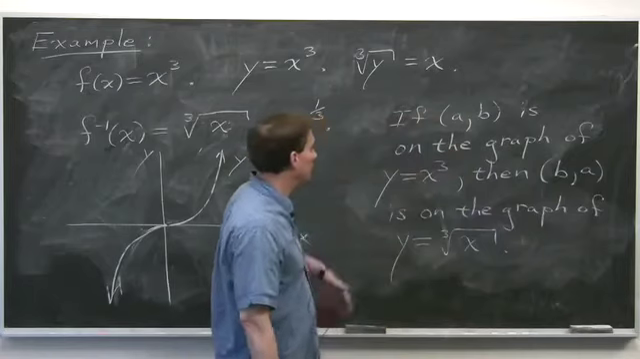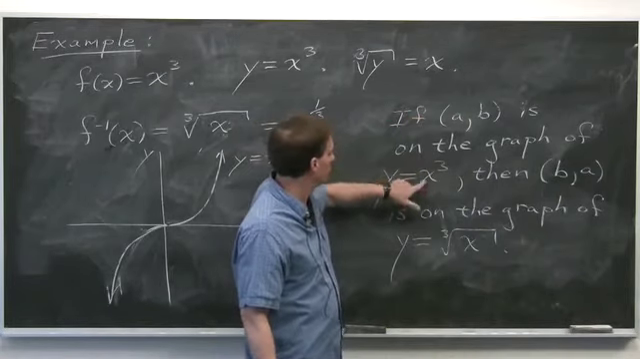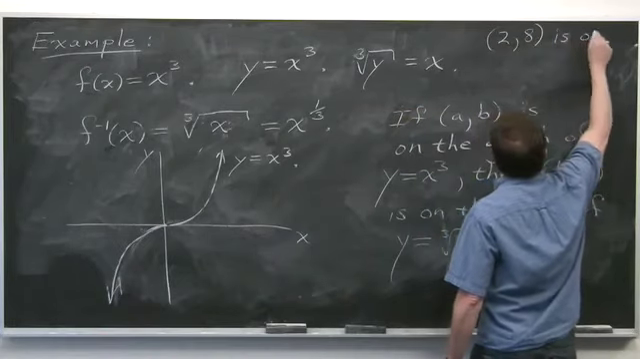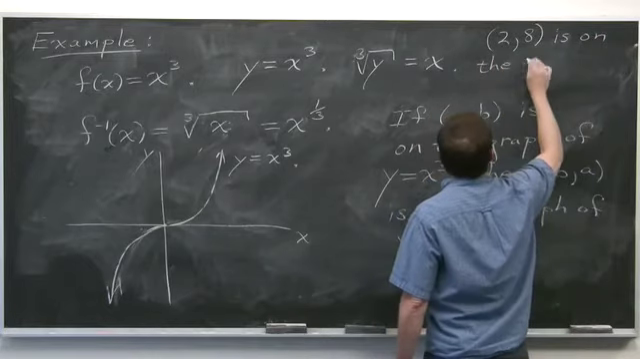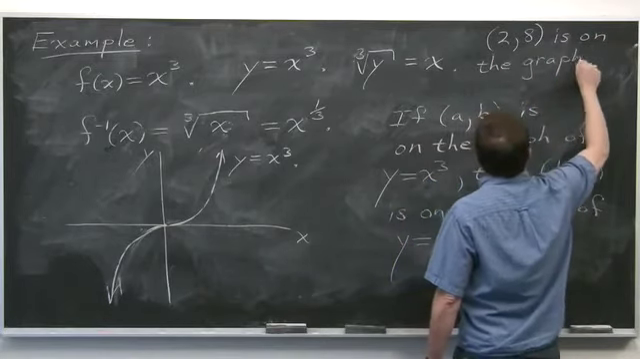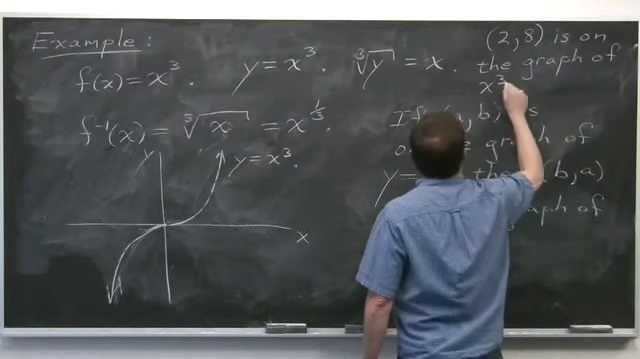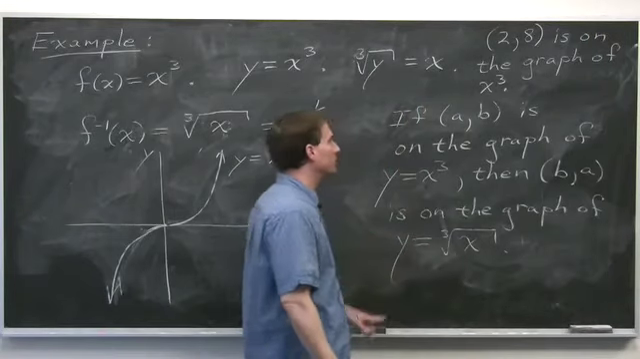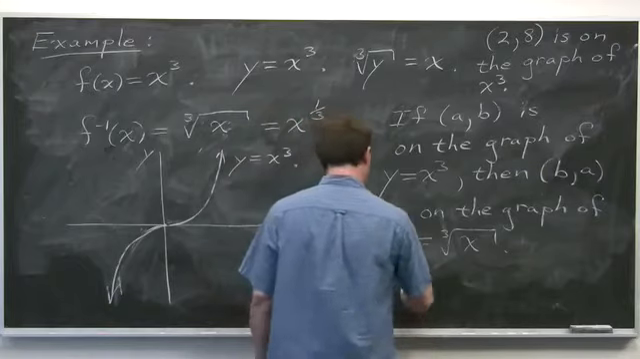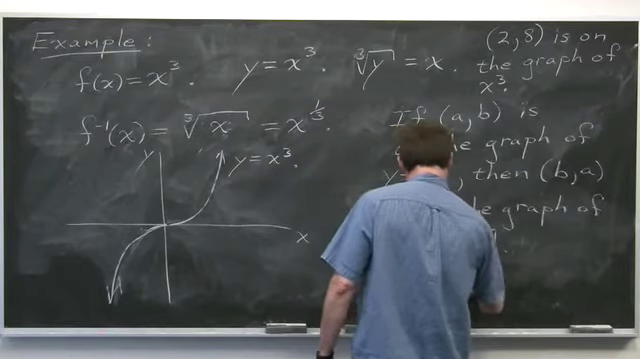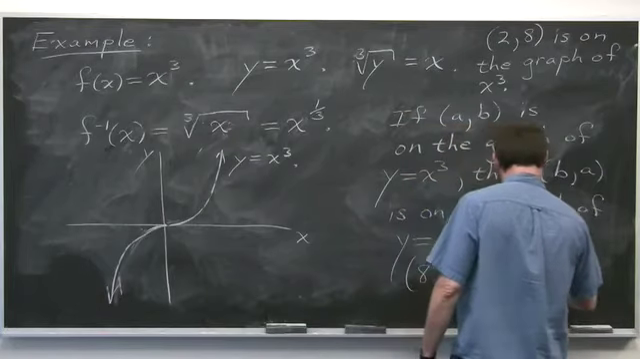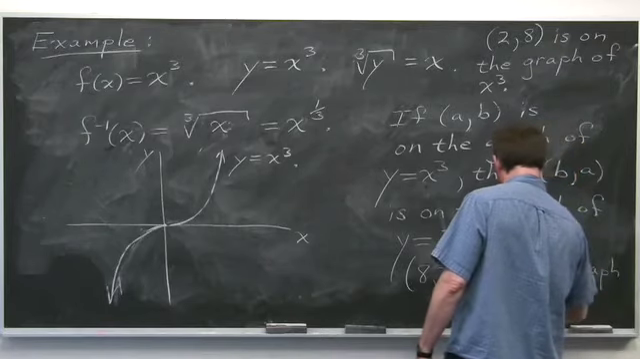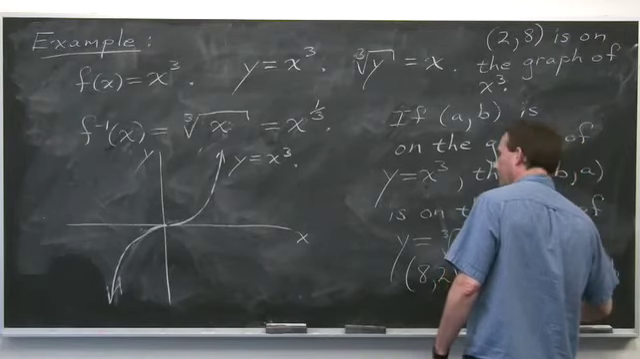So for instance, (2, 8) is on the graph of x cubed. So that should mean (8, 2) is on the graph of the cube root. Well, of course it is. If you take the cube root of 8, you get 2. Great. So (8, 2) is on the graph of the cube root of x.